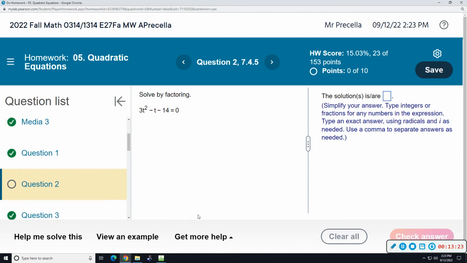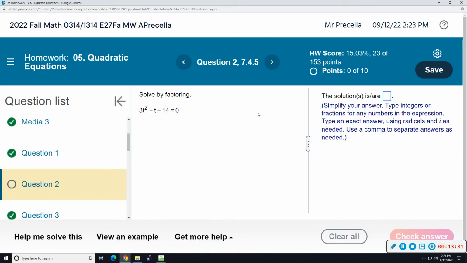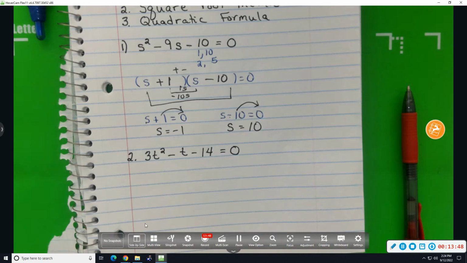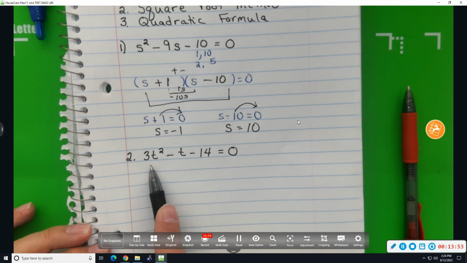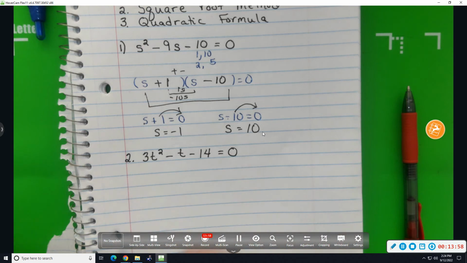Oh, problem 2. Let me write that down. 3t squared minus t minus 14 equals 0. 3t squared minus t minus 14 equals 0. Well, is it in the standard form it needs to be in? Say yes. Numbers that multiply together to give 3.